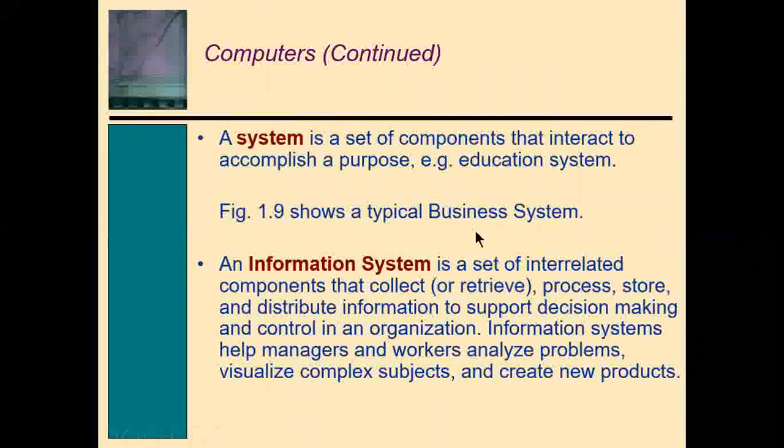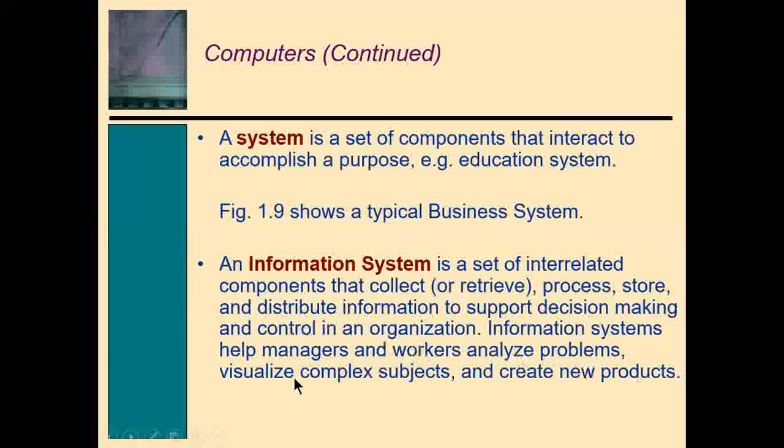Software. What about a system? A system is a set of components that interact to accomplish a purpose. For example, the education system has so many components that work together to achieve a particular task. So as we discuss information systems, we're looking at a set of interrelated components, processes, stores, and distribution of information to support decision-making and control in an organization.